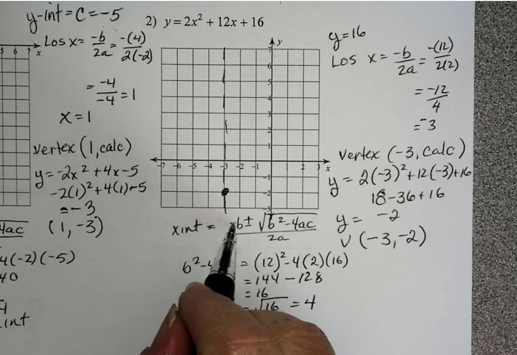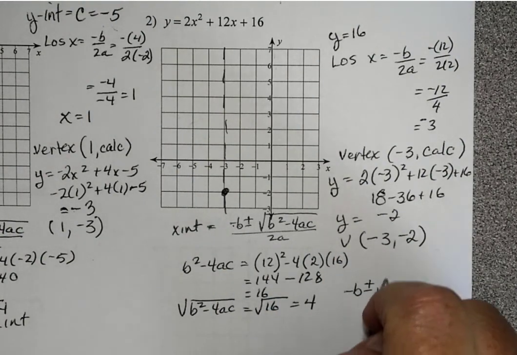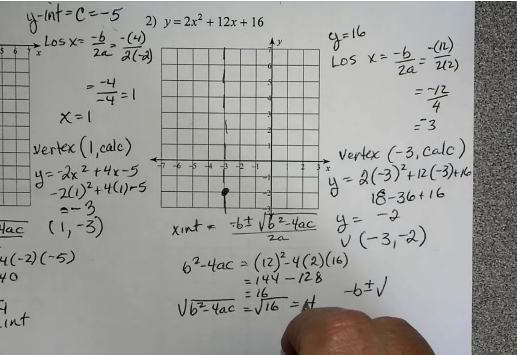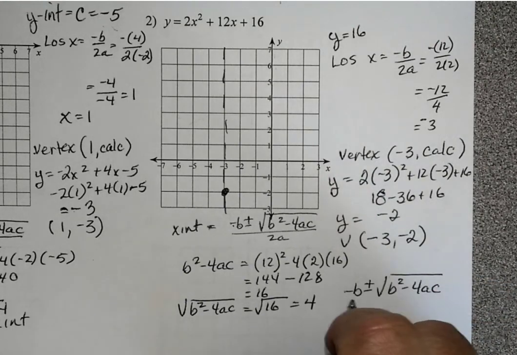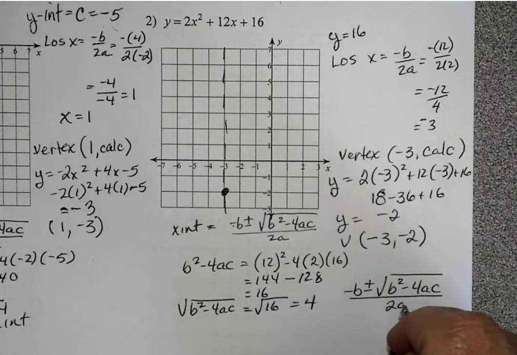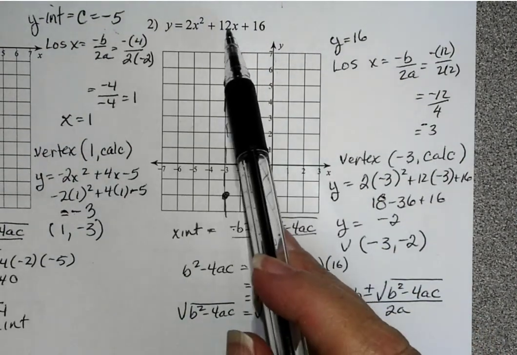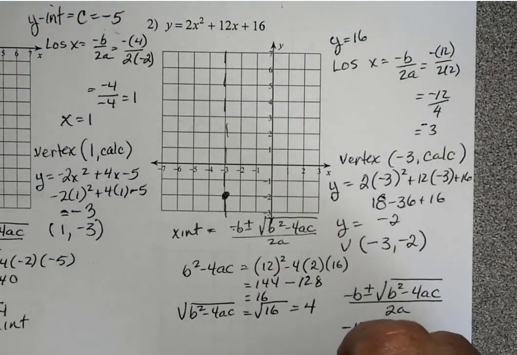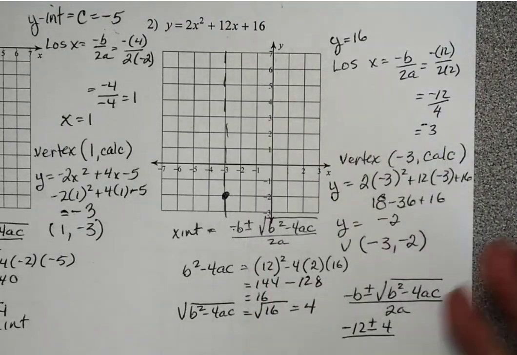Okay, so I'm going to have the opposite of b plus or minus the square root of, all right, I'll just go ahead and fill this in. Okay, so the opposite of b, so b was 12. So the opposite of 12 plus or minus, I already figured all of that part out. That turned out to be 4, divided by 2 times a. A is 2, so 2 times 2 is 4.